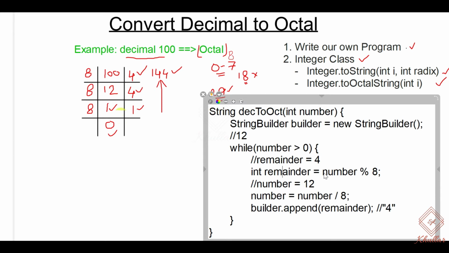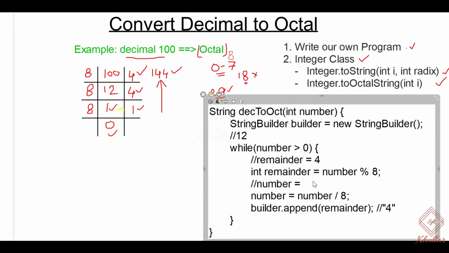12 modulo 8. We know the remainder is 4, so the remainder would again become 4. Let's simulate it by updating it to 4. And then we divide the number by 8. The number is 12, so 12 by 8 will become 1 in this case. So now the number would become 1, right?